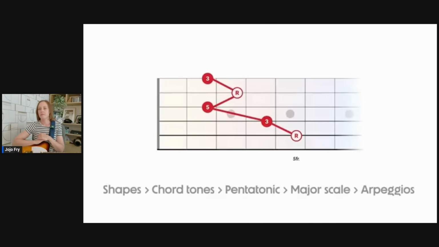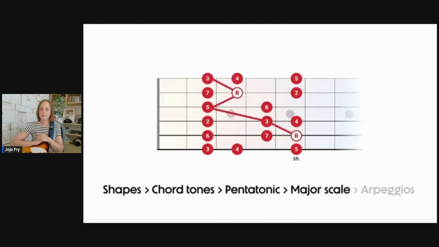cycle. We then build these shapes into full scales. We find the chord tones, we find the pentatonic scale, then the major scale, and arpeggios. We can do the same thing for each shape and connect them across the fretboard. This allows you to break out of those beginner boxes and start to express yourself in a more melodic way, up and down the fretboard.